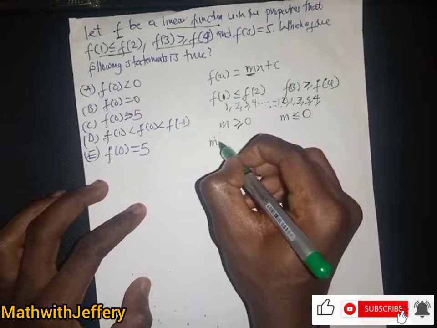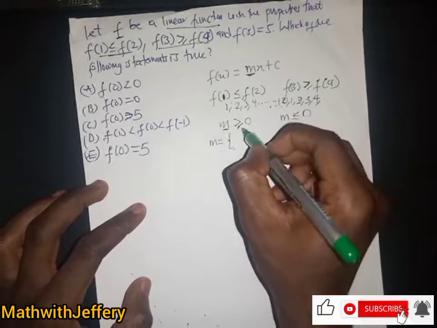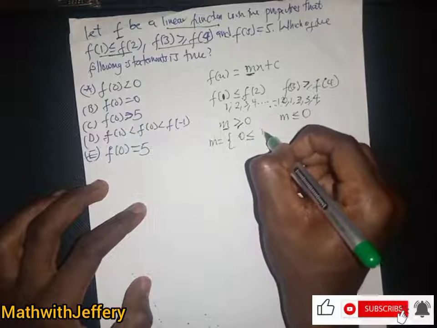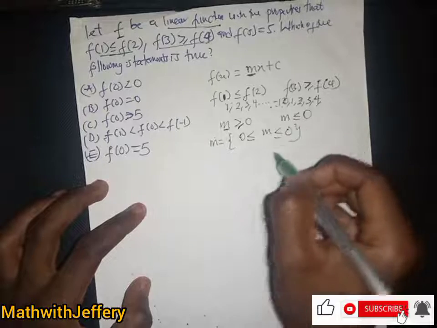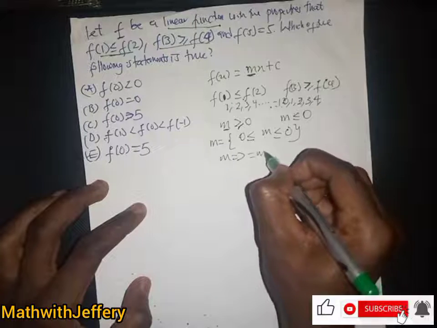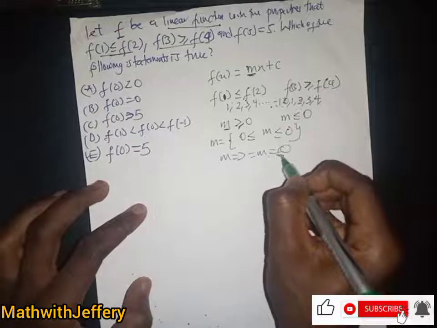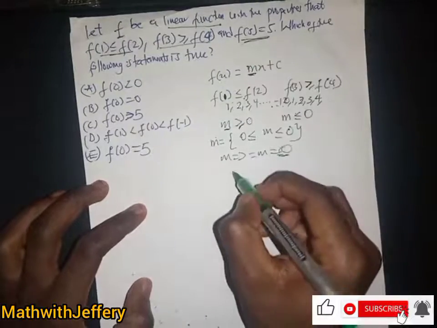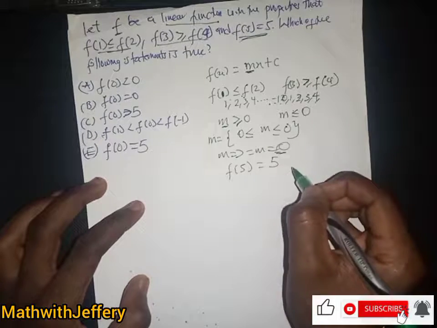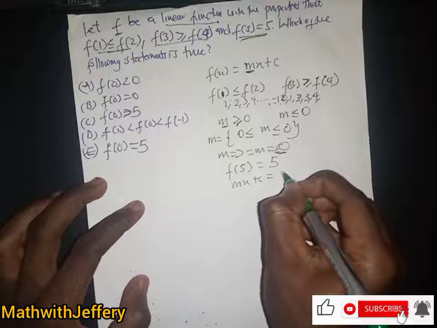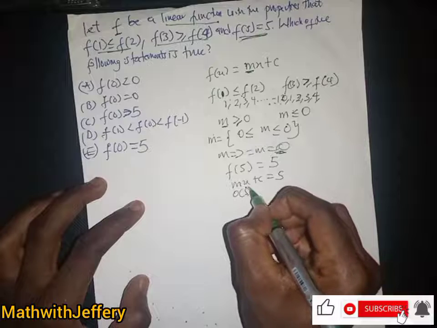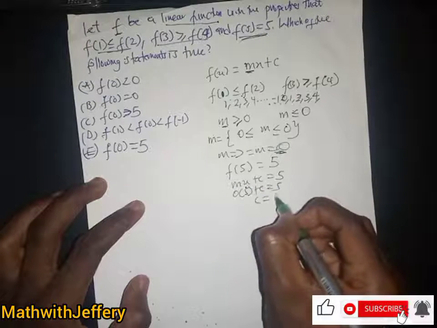Now writing the general range for the gradient, we have 0 less than or equal to m and also less than or equal to 0. So this implies that we have our m being equal to 0, right? So if the gradient is equal to 0, let's look at the third condition. From the third condition, we have f of 5 being equal to 5. So when we have mx plus c equal to 5, then for m equal to 0, it is just 5 plus c equal to 5, so c is just equal to 5.